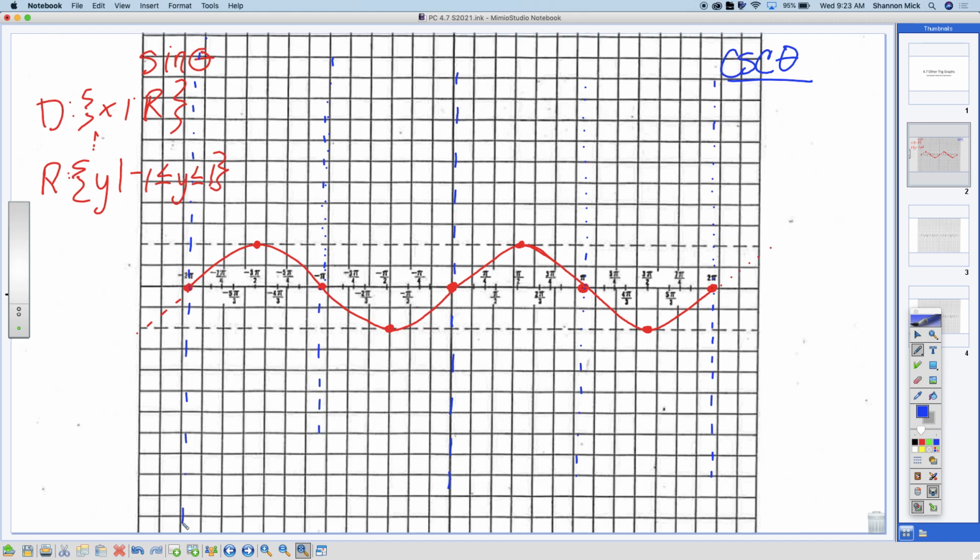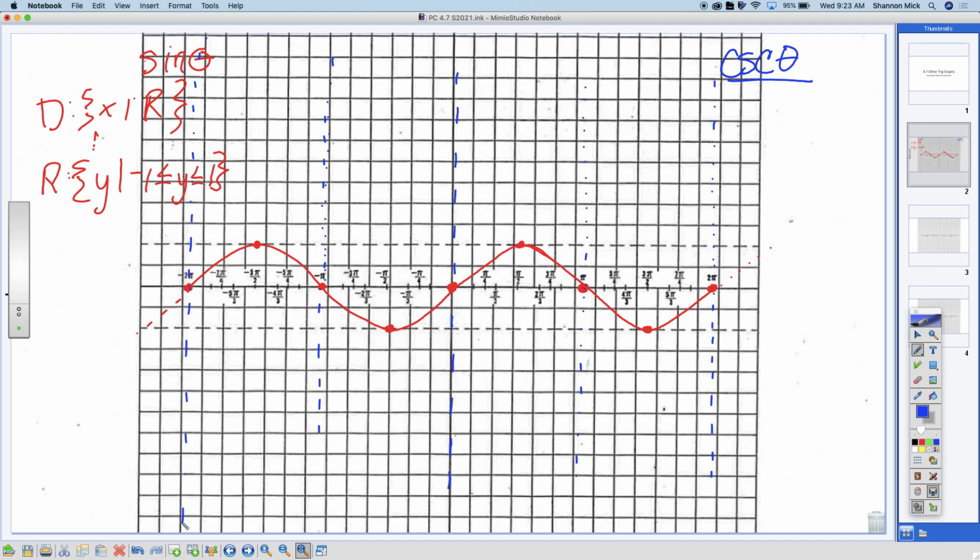I don't want you to remember 6 graphs. I want you to remember 3 and then reciprocate them. Okay, so what's the reciprocal of 1? 1. The reciprocal of 1 is 1.